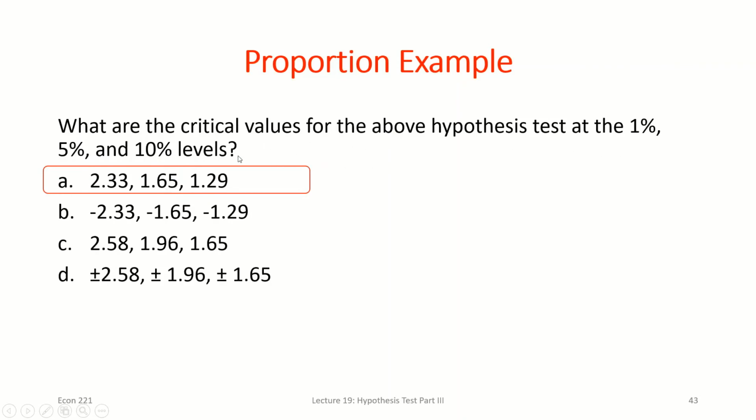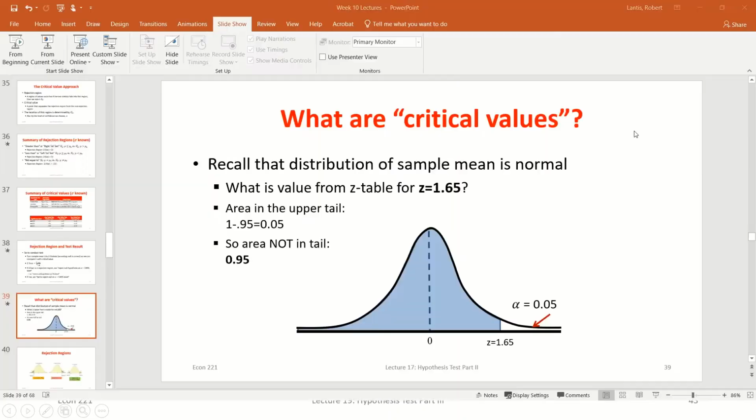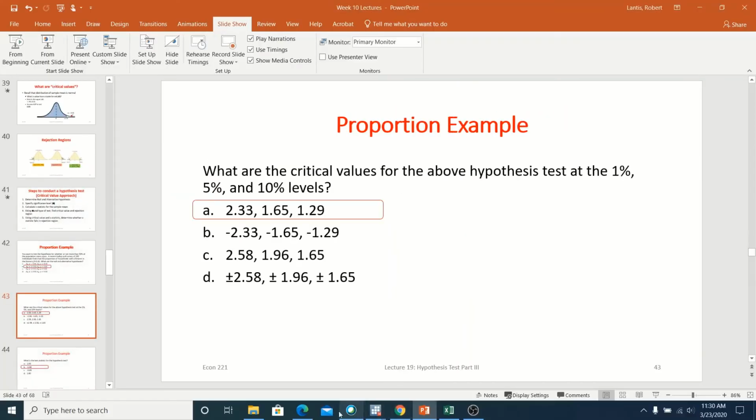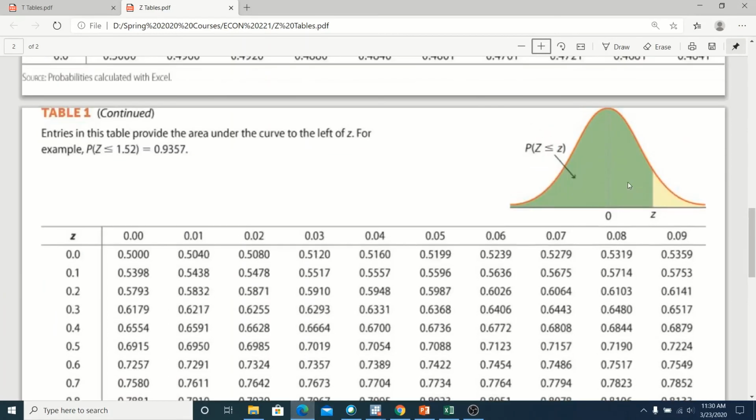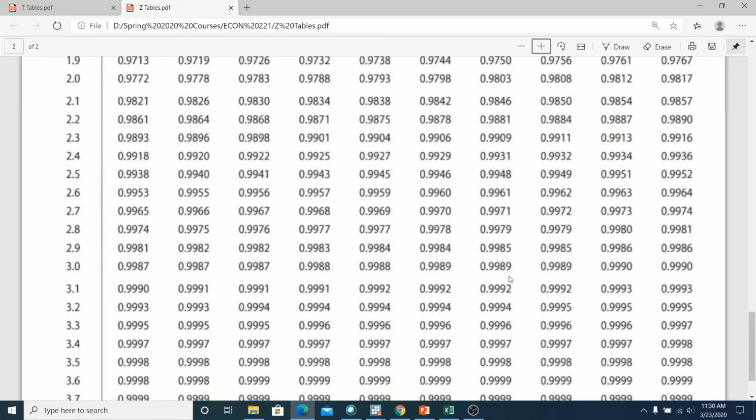So let's just say I look up the very first one, alpha of 0.01. Remember, alpha is the area you want in the tail. So when I go to this table, the area I want in this tail is 0.01, but it's a right-tailed test. Well, these represent the areas to the left. So if I want 0.01 in the right tail, then to the left I have 0.99. So I find what's closest to 0.99.